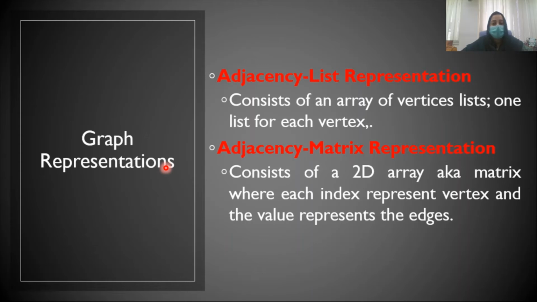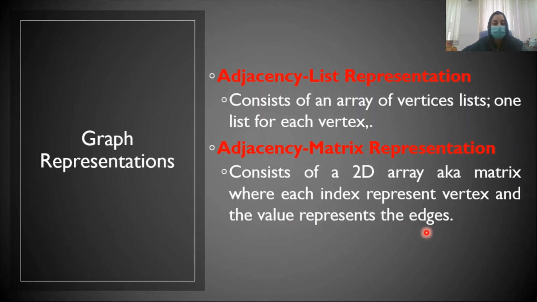Graph representation. We have two main representations to represent a graph. The first one is called adjacency list representation. In this representation, we use arrays of vertex lists. So we contain arrays, and each index of the array represents a single node in a graph, and then the list contains all the edges leading to certain other vertices. In adjacency matrix representation, we have a 2D array, otherwise known as a matrix, where each index represents a vertex and the value represents the edge.